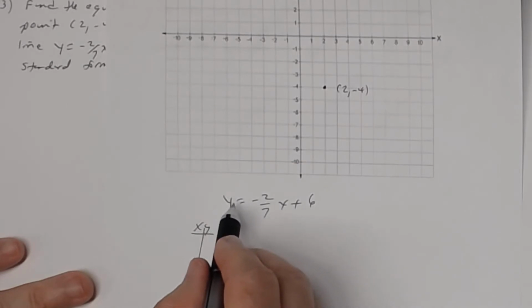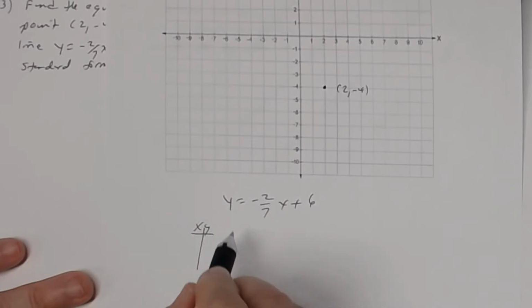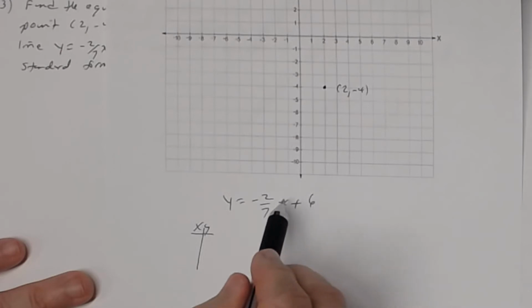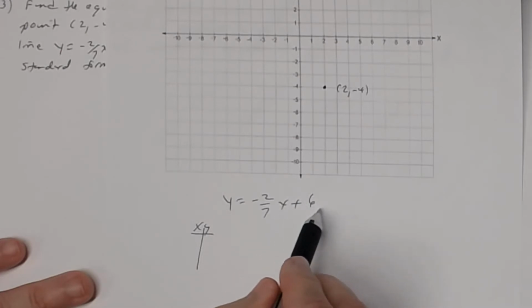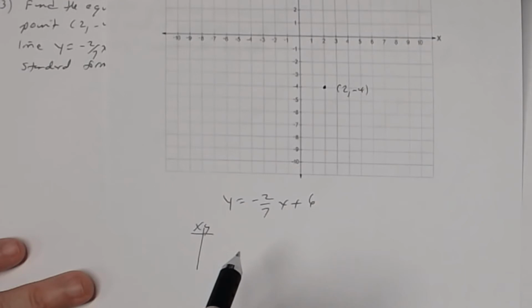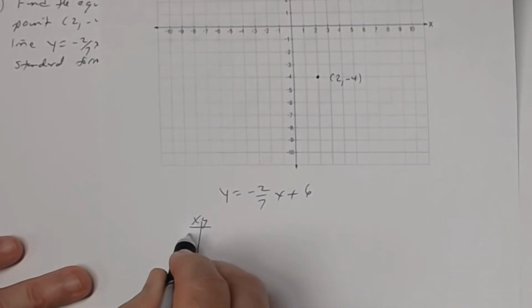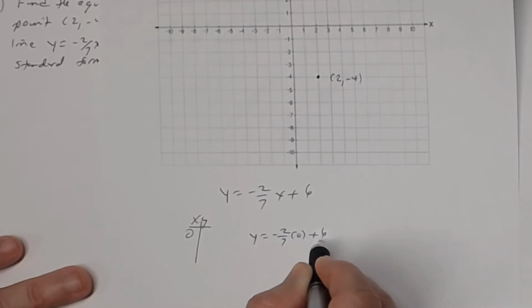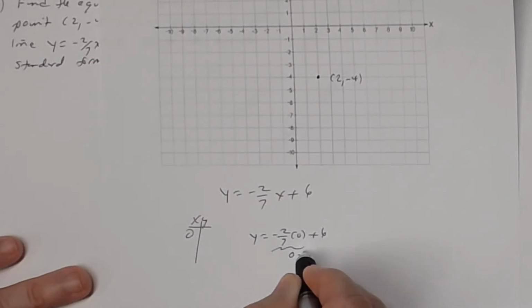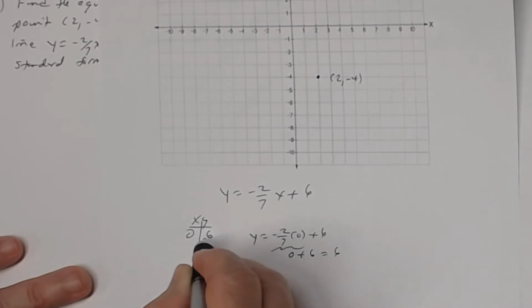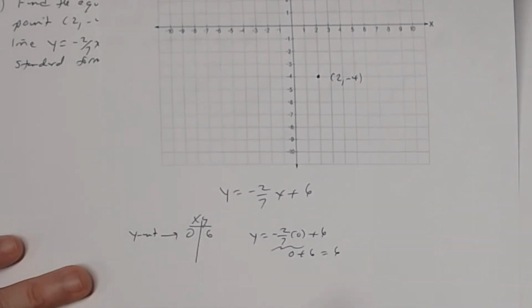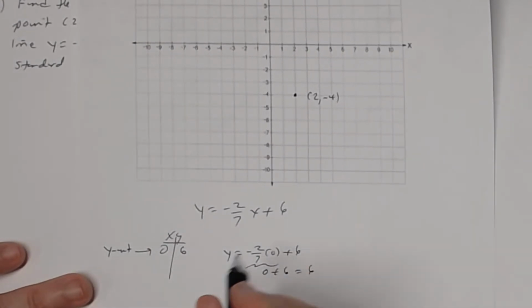So notice that this equation is already in slope-intercept form. So y equals, it's already in slope-intercept form. So you know right away that the line is going to cross the y-axis at 6. But let's go ahead and actually find that point. If x is 0, I get y equals negative 2/7 times 0 plus 6. Negative 2/7 times 0 is 0. 0 plus 6 equals 6. So whenever you let x equal 0, that is your y-intercept. And I need one more point.